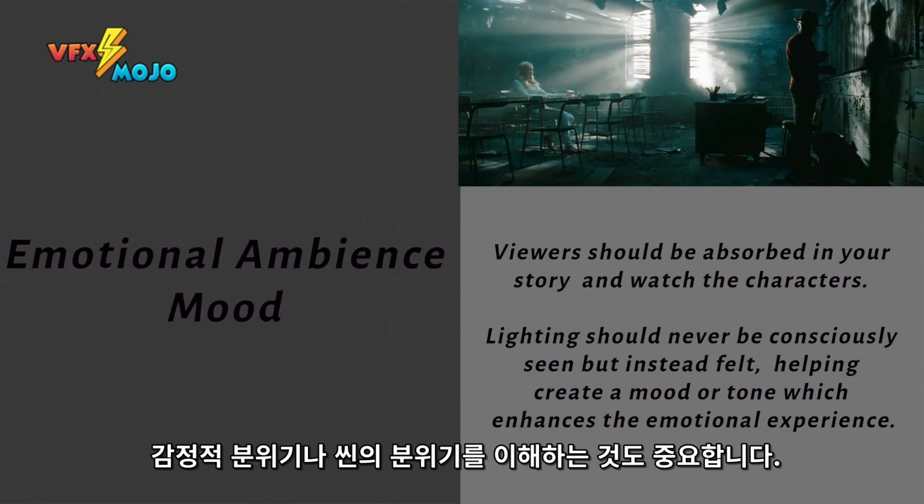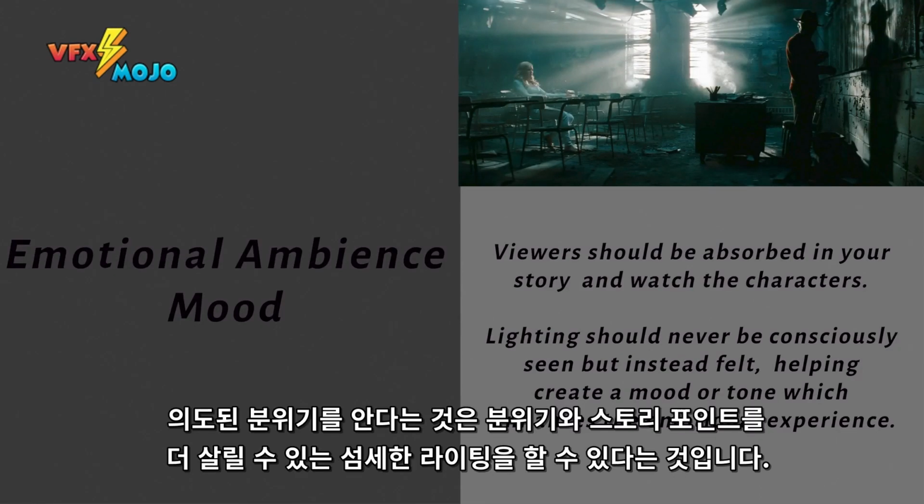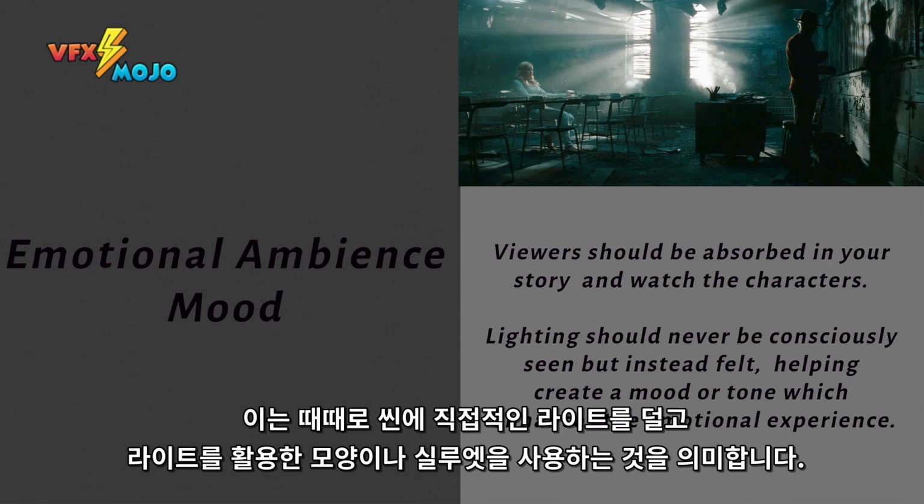It's also important to understand the emotional ambience or mood of a scene. Being able to identify the intended mood means you can make deliberate lighting choices to support the mood and story points. Sometimes this means not having much light in your scene, but rather use lights to create shapes or silhouettes.